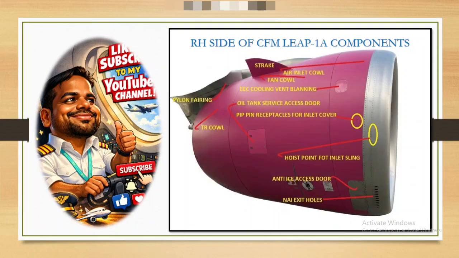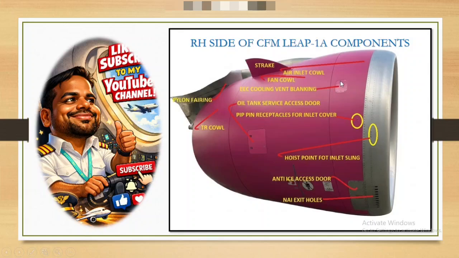Now if you go to the right side of the CFM LEAP engine components, we'll first go through it externally. Whatever is on the left side externally, you'll find on the right side also, but there are some additional items. So we'll cover this pylon fairing. Is this all our pylon fairing? This is your TR cowl, and this is your air inlet cowl area complete. And this is your fan cowl. This complete area is the fan cowl.